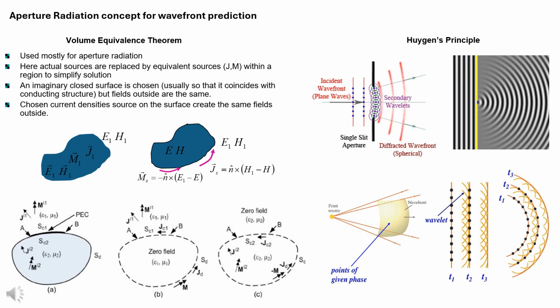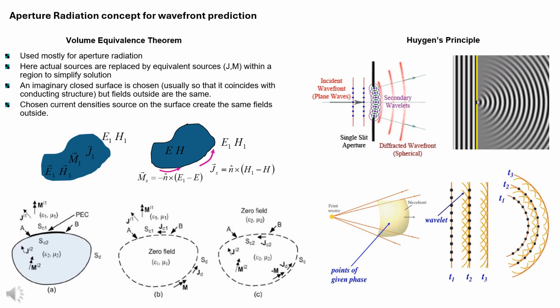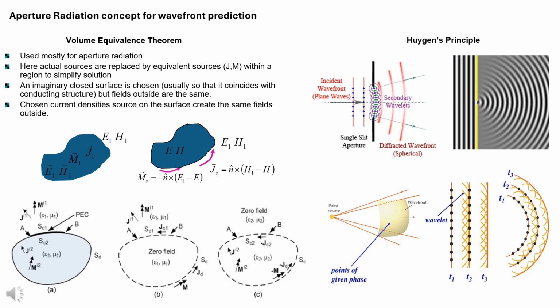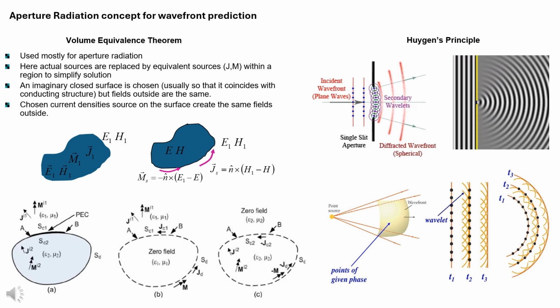On the right side of the slide, you'll see an illustration that demonstrates this principle, particularly how a wavefront emerges from an aperture. As the wavefront passes through the aperture, each point within the aperture acts as a secondary source, radiating wavelets that combine to form a new wavefront. This visualization helps us understand how waves propagate and diffract when passing through openings, which is essential in designing and analyzing antennas, lenses, and other electromagnetic systems.